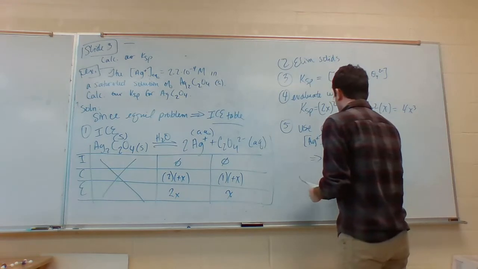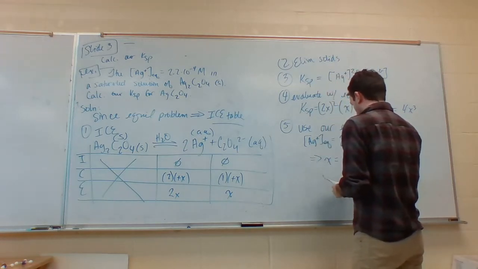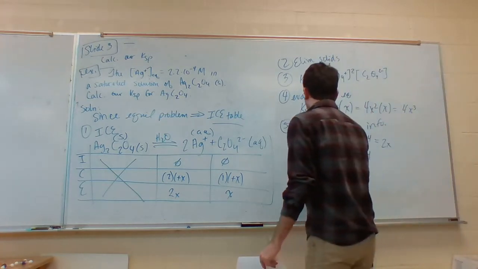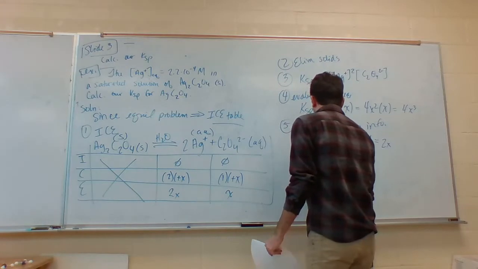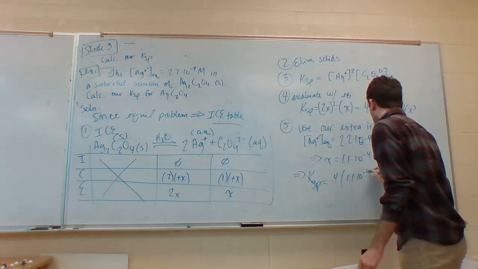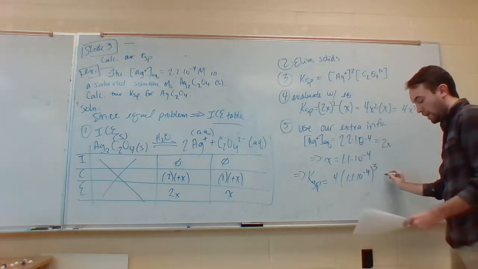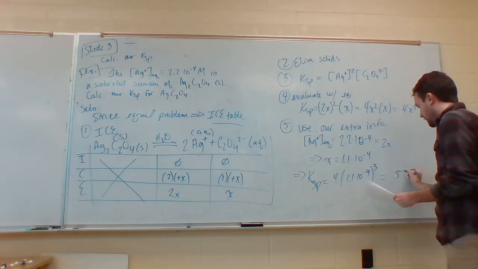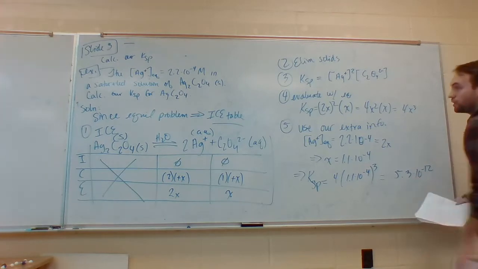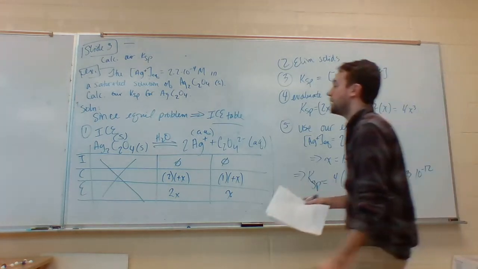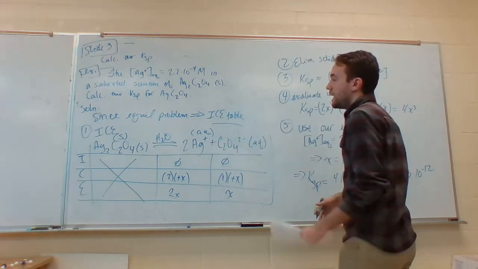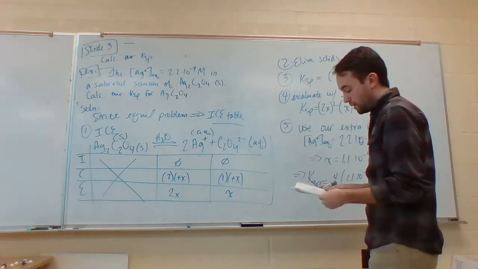So now we can solve for x. X was equal to 1.1 times 10 to the negative fourth. That math should be pretty easy. And then we just plug that in to get our KSP, where we have 4 times 1.1 times 10 to the negative fourth cubed, which gives us a KSP equal to 5.3 times 10 to the negative 12. So not very soluble. Again, that's telling us how likely it is for us to be in its dissociated state versus its solid state.